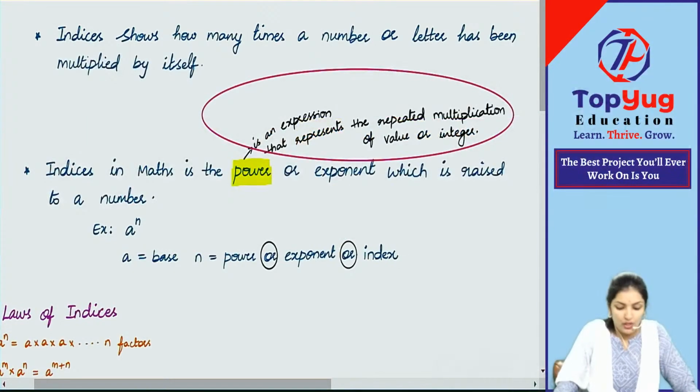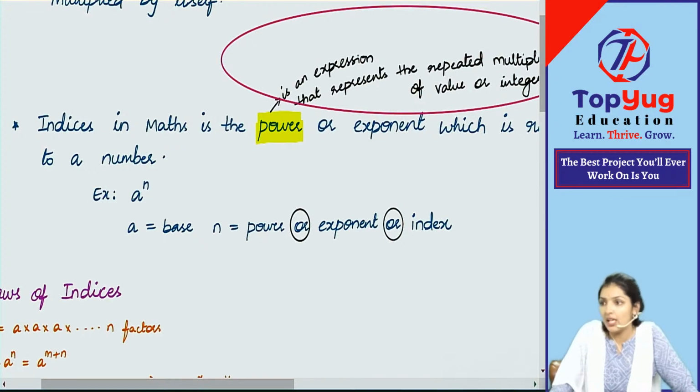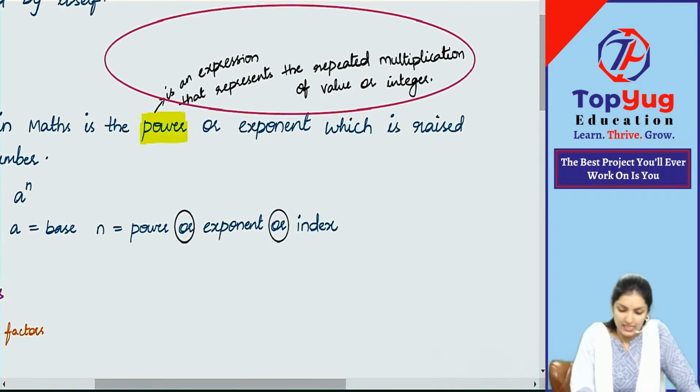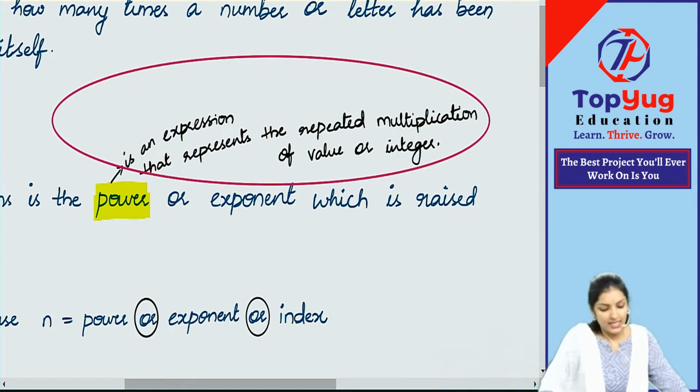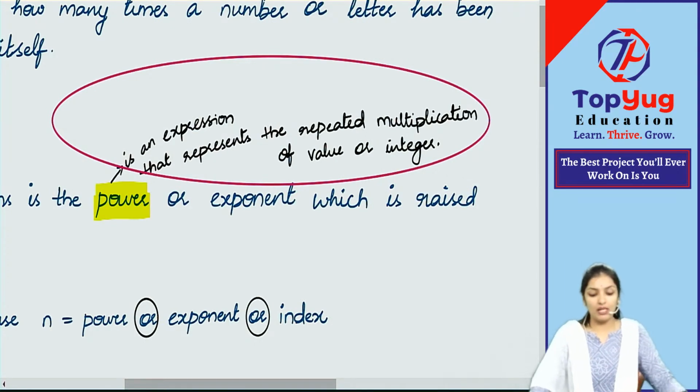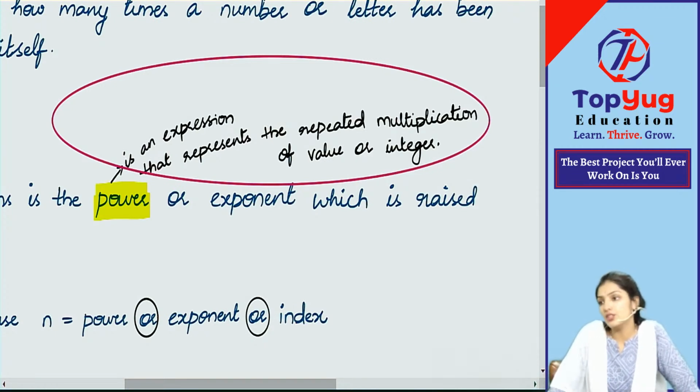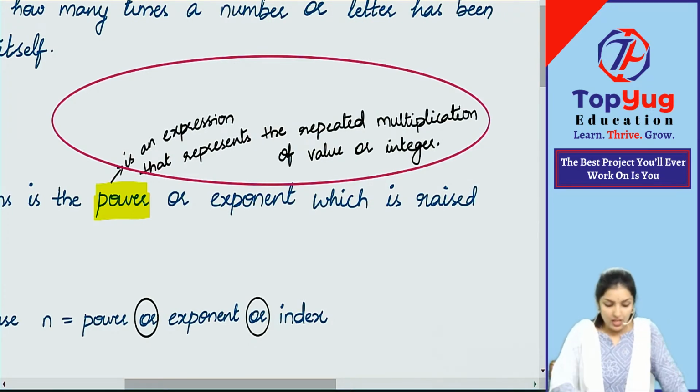So guys, you all can see on the board, it is already written: indices in mathematics is the power or exponent which is raised to a number. In short, as in the example I have already given, a to the power n, a being the base, n being the power or exponent or index. I have also written something for the power. What is a power? It is an expression that represents the repeated multiplication of a value or an integer. Just now I have shown 5 into 5 into 5 so on, 5 to the power 10. So this is indices.